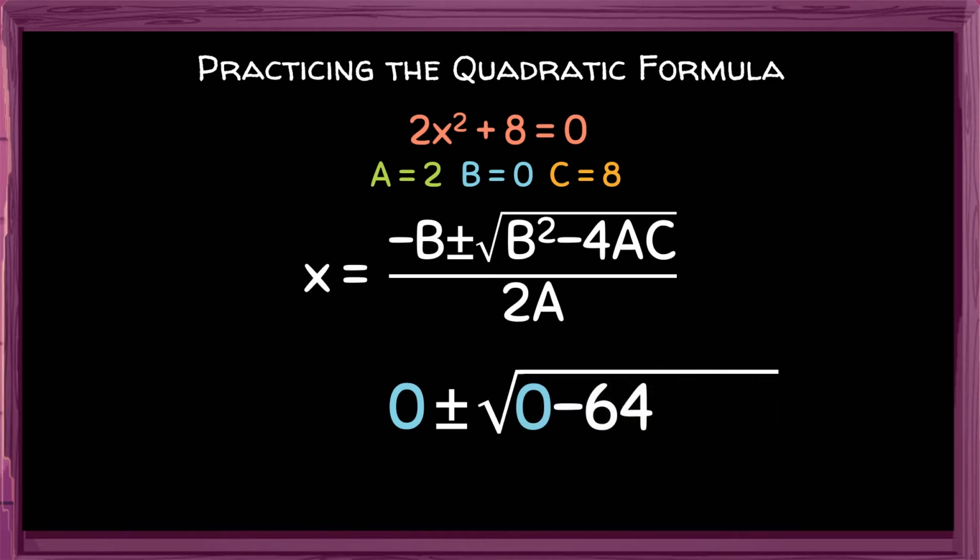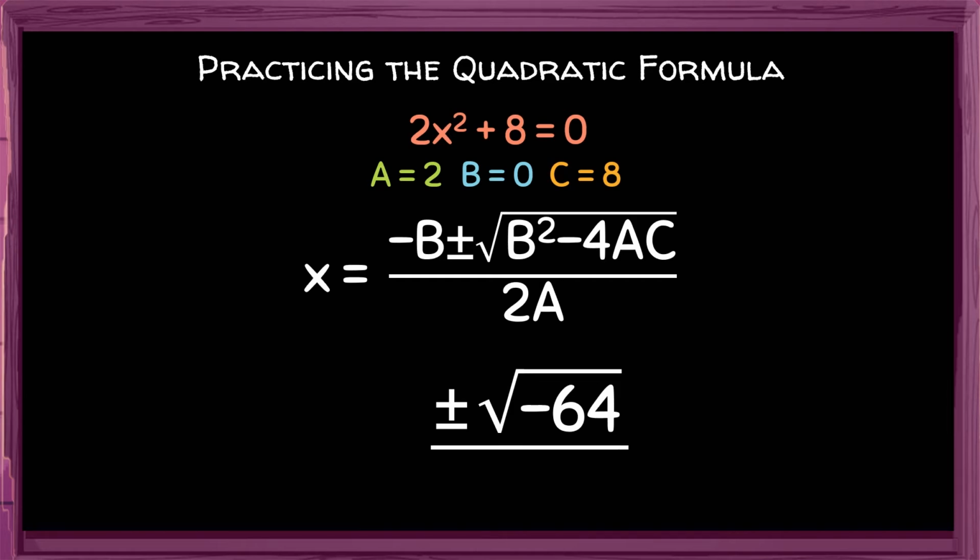So the top of our formula is plus or minus the square root of negative 64, correct? That's right, Wendigo. And that's going to be tricky. But first let's finish writing our formula. On the bottom, we need to divide by 2a. Our a value is 2, so 2 times 2 is 4. Good. So our entire formula is x equals plus or minus the square root of negative 64 divided by 4.